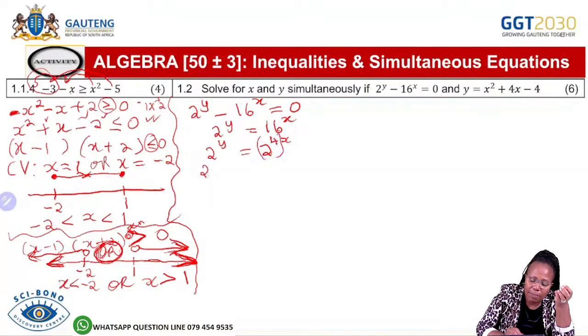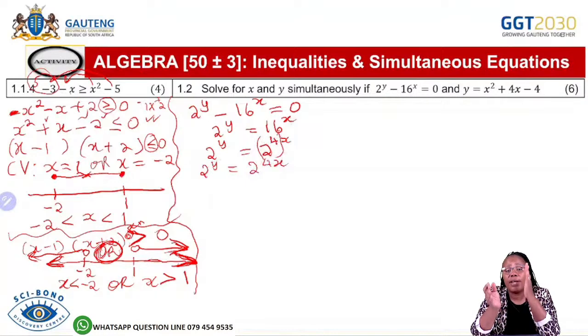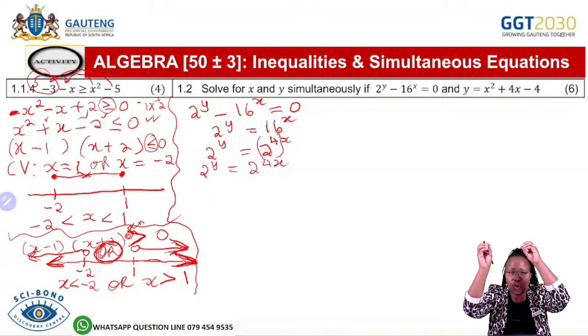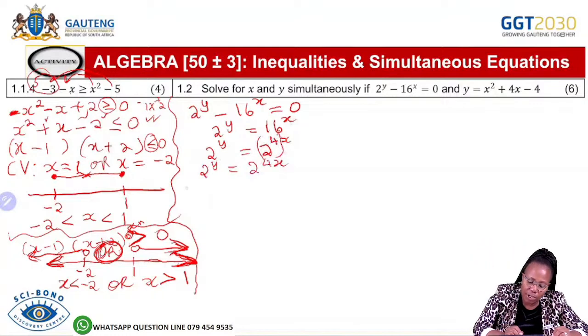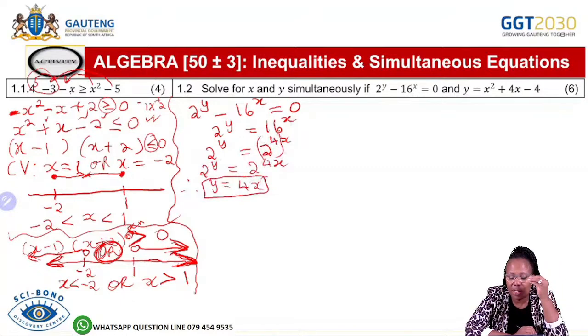And then the next step, you can have your 2 to the power y, which is 2 to the power 4x. Grade 12, you now have the same base on the left and on the right, and then it's 1, 1. If that is the case, you can equalize the exponent. Therefore, y is equal to 4x. Can you see now? You have derived a linear equation that you are familiar with.